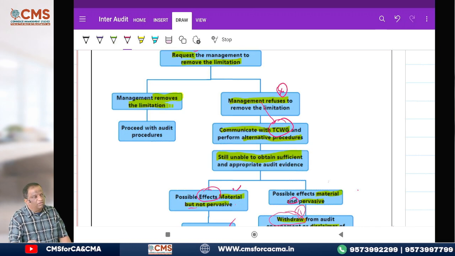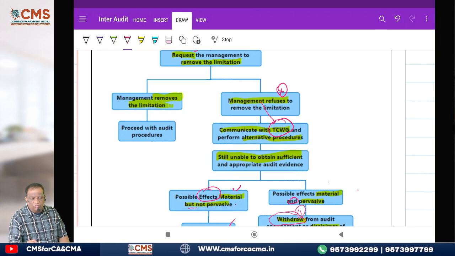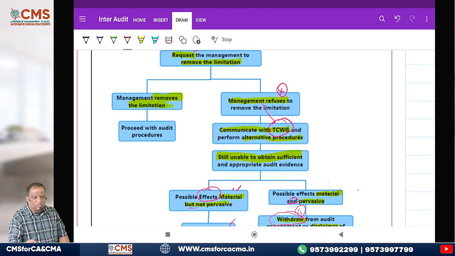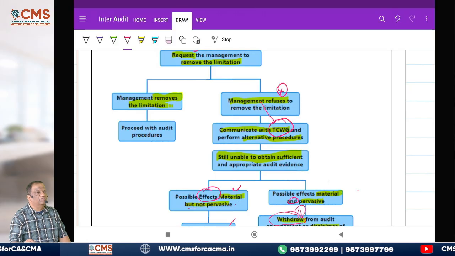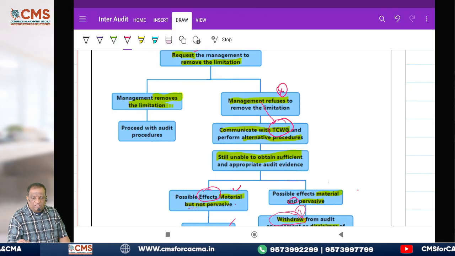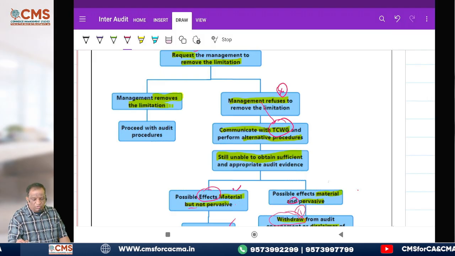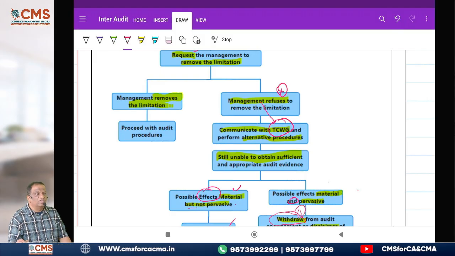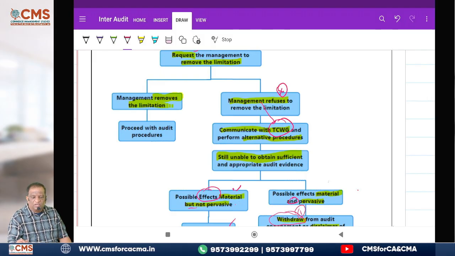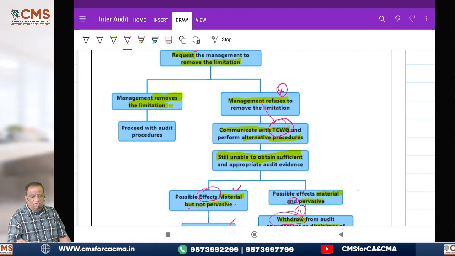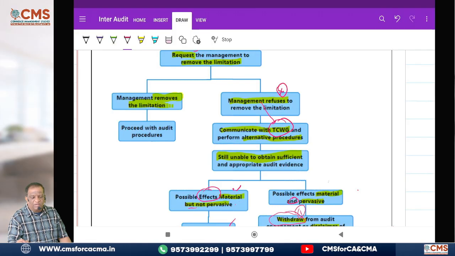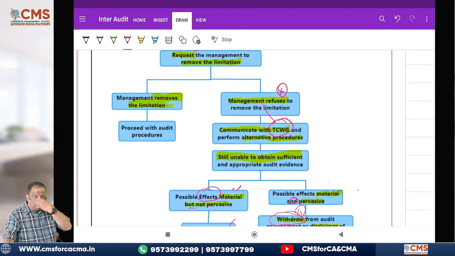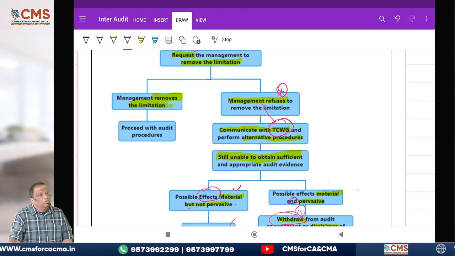If the management removes the limitation, then I can do the work my way, there is no problem. Then I will proceed with the audit procedures. But if the management refuses to remove the limitation, is not willing to remove it, then I will communicate to those charged with the governance. Now you tell me, between management and those charged with the governance, who is the powerful authority? Those charged with the governance.